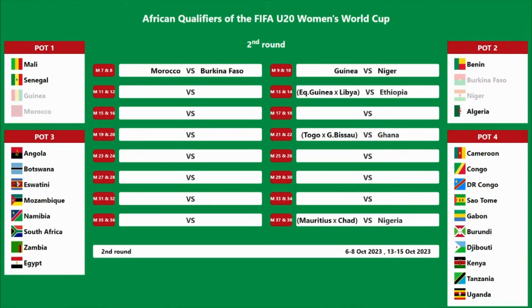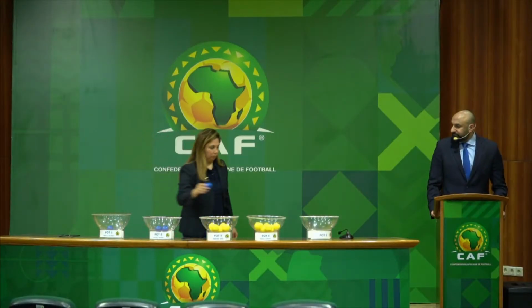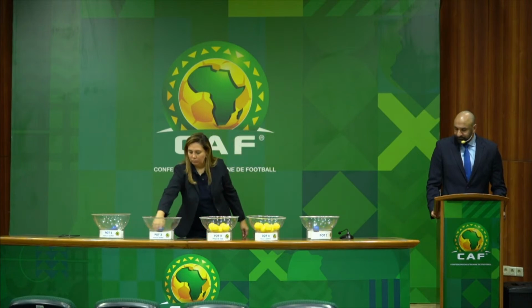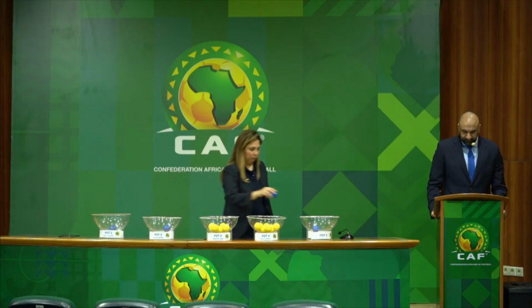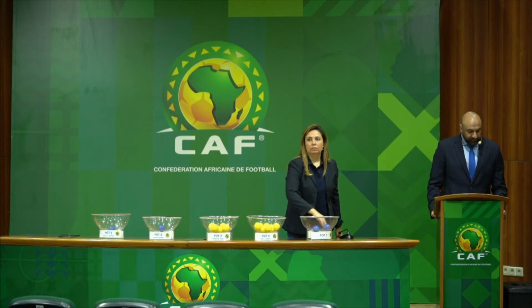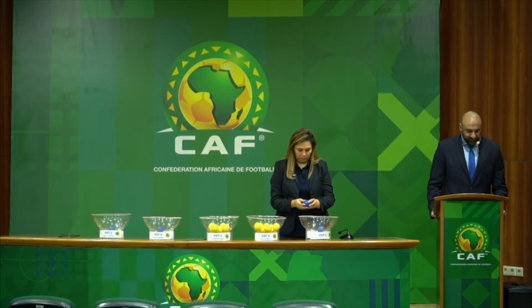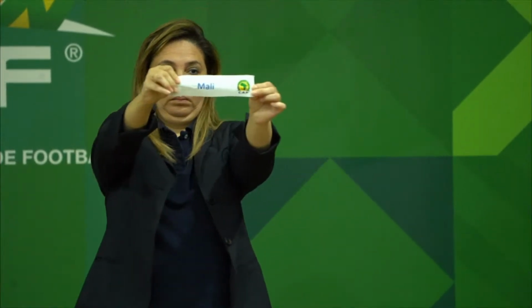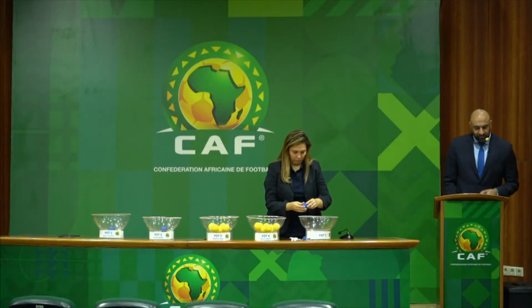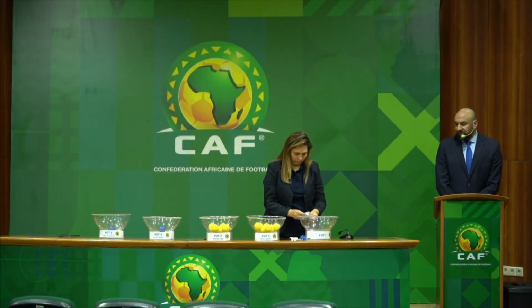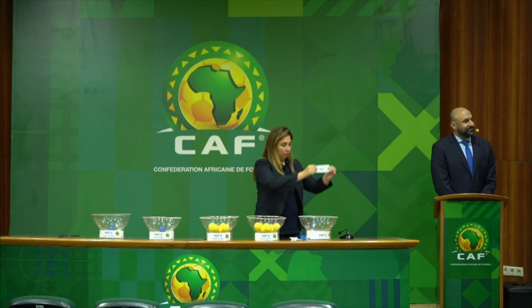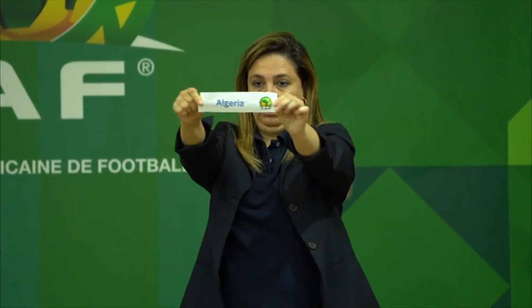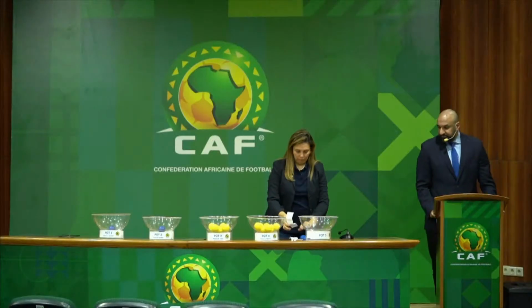Next, we have match 11 and 12. The first team will play the first leg at home as usual. Mali. Mali, eliminated from the 2nd round of the previous qualifiers, will play the first leg at home against the team who will be drawn now, Algeria. Algeria did not participate in the previous qualifiers.